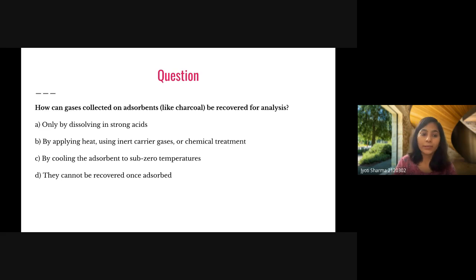What do you think? How can we extract? Venkatesha, just think about that. If we are using adsorbents for air sampling, it means we have a method by which we can extract the air out of that adsorbent. So I don't think that D will be the right answer, because this is one of the methods of air sampling, right? So we have to extract our air from that adsorbent.